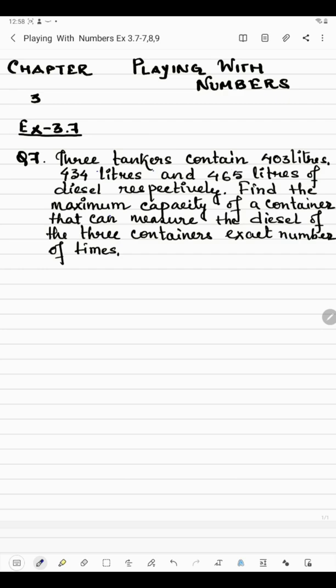So here we have 3 tankers and one contains 403 liters, another contains 434 liters and the third one contains 465 liters of diesel. We have to find the maximum capacity of a container which can measure the diesel of these 3 containers exact number of times. Maximum means the highest capacity, and highest means we will have to find the HCF. So HCF of 403, 434 and 465.